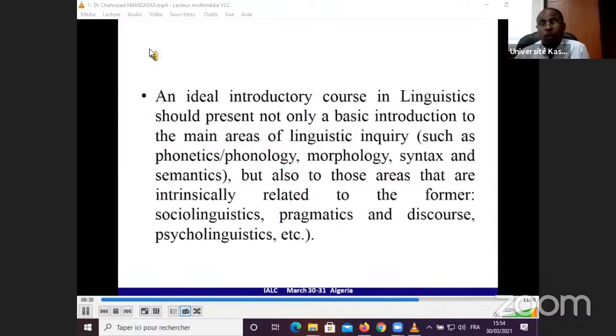As a consequence, an introductory course in linguistics should present not only a basic introduction to the main areas of linguistics, like for example, semantics, phonology, morphology, etc., but also those areas that are intrinsically related to the former, like for example, linguistics and pragmatics. Finally, any other field that makes use of language for its purposes could be included as a final practical component in the course, like for example, language law, language politics, and civil sciences.